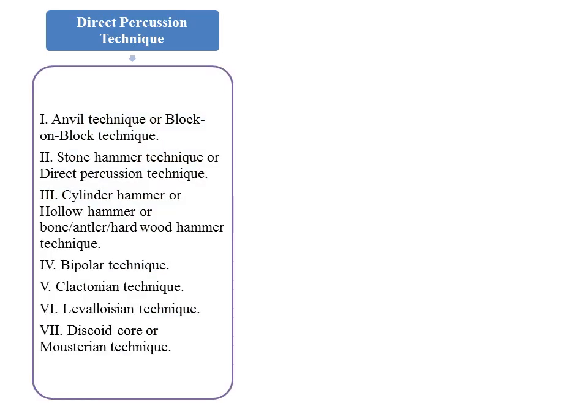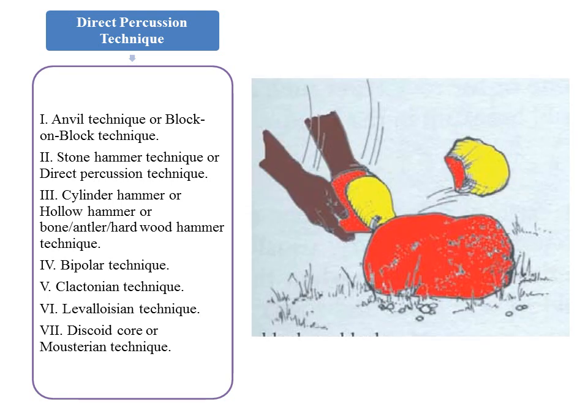Now, going into details, what is a direct percussion? Direct percussion is a technique where both a soft hammer and hard hammer are used for breaking a stone or breaking a pebble or creating a fracture over the block or the stone directly. So, in the direct percussion technique, we have about seven types here.